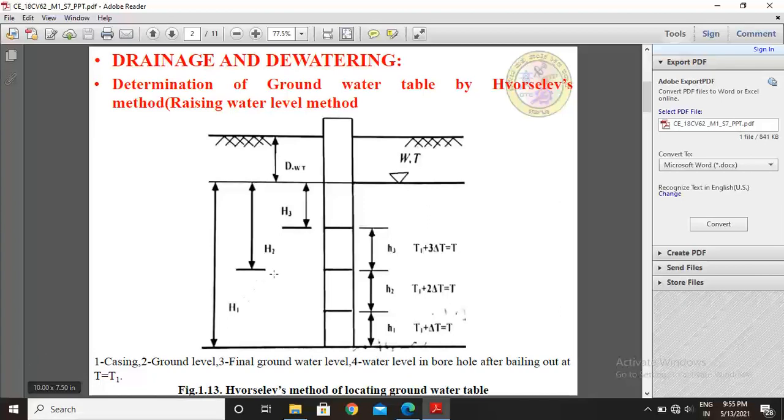So here, number one is casing, second is ground level, third is final groundwater table, and fourth is water level in borehole after bailing out at t equal to t1, these heights. So this figure shows Hvorslev's method of locating groundwater table.